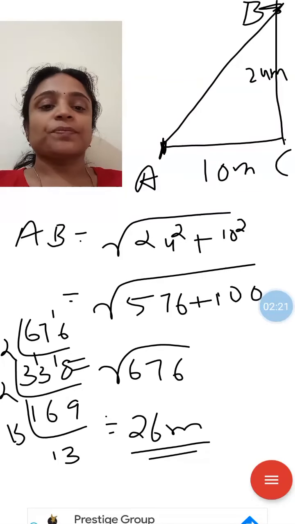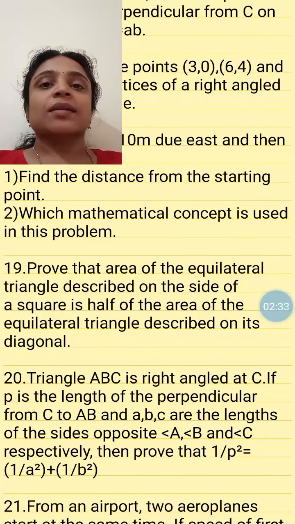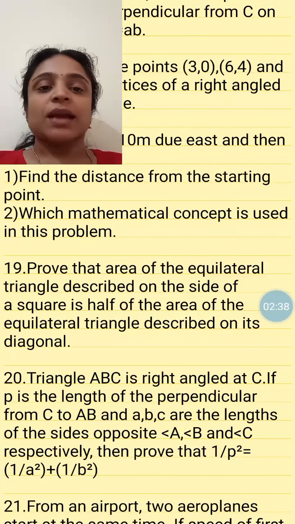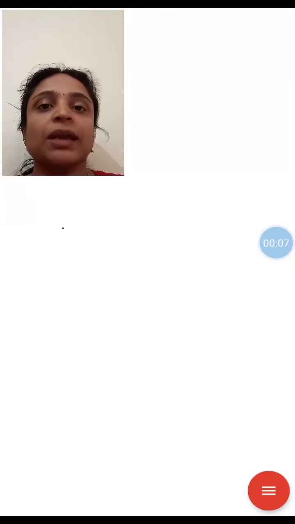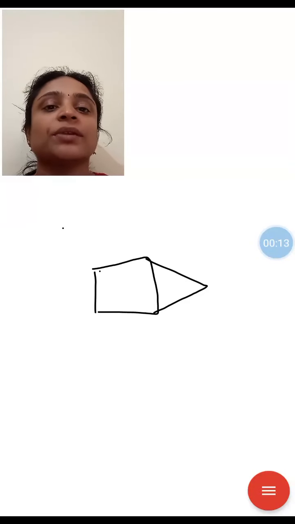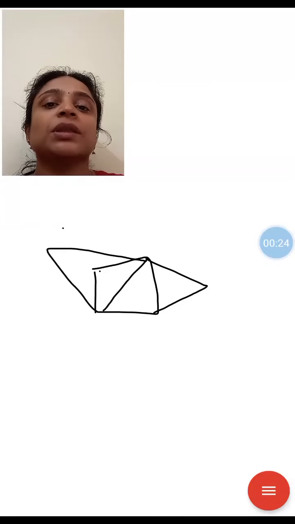Okay, understood? Next question is, prove that area of the equilateral triangle described on the side of a square is half of the area of the equilateral triangle described on its diagonal. Here we have to prove that area of an equilateral triangle described on the side of a square, let this be the equilateral triangle described on the side of the square, and is half the area of the equilateral triangle described on the diagonal. So this be the equilateral triangle described on the diagonal. This is the equilateral triangle described on the diagonal.